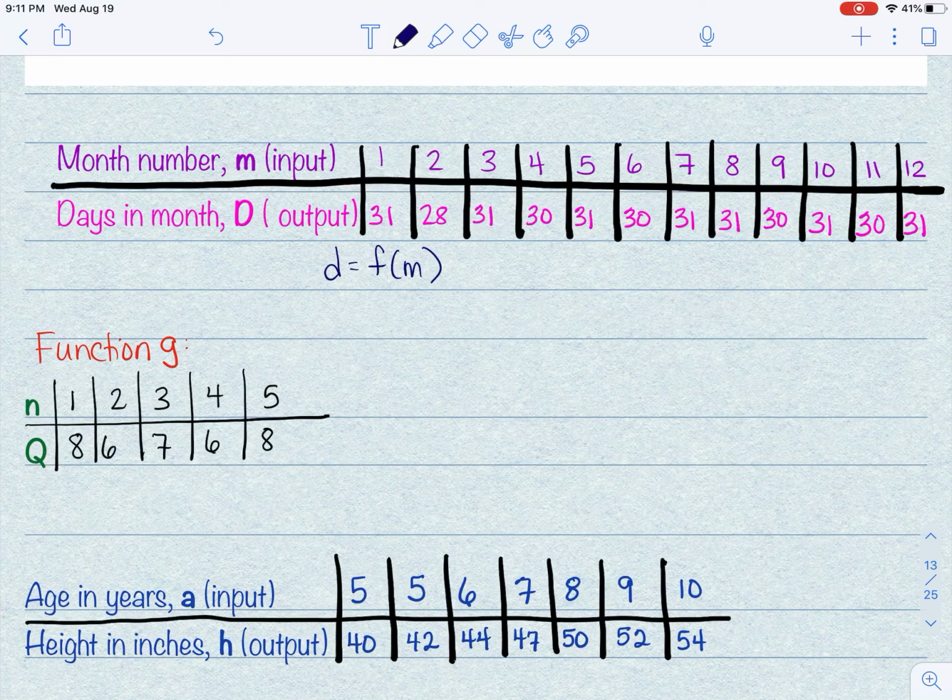So in this case, we use numbers to represent the months. So month 1 would be January, month 2 would be February, 3 would be March, so on and so forth. So if you said the function of 12, so that's December. So the function of 12. So how many days are in December? There are 31.